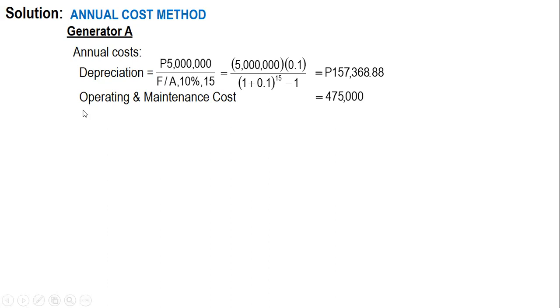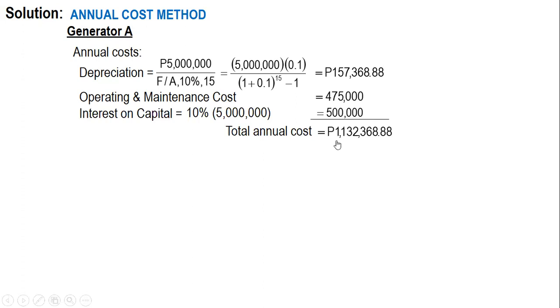And then, as I have said earlier, for annual cost, we add one item, which is interest on capital. And this is equal to I percent of the first cost, or 10% of 5 million. That is 500,000. So the total annual cost is 1,132,368.88.